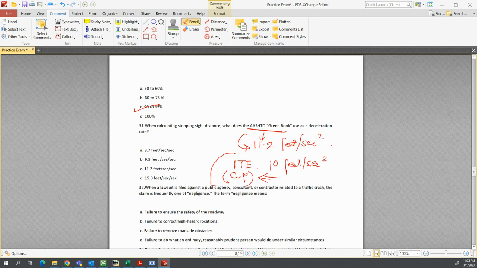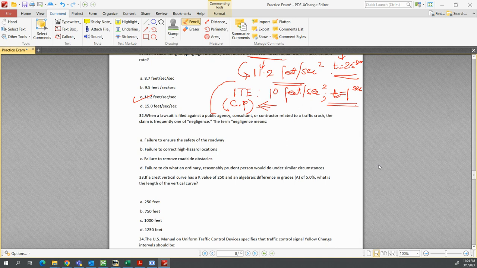But let's say you are calculating stopping sight distance or anything like that from the AASHTO book, you have to use deceleration rate as 11.2 feet per second squared. Okay. And another thing, let me also tell you when I'm discussing this. Even AASHTO, when calculating stopping sight distance, uses the perception time as 2.5 seconds. But similarly, the time used by ITE when calculating CP, the initial time, reaction time, they use as 1 second. So the reaction time used by ITE is 1 second, and the perception reaction time used by SSD is 2.5 seconds.